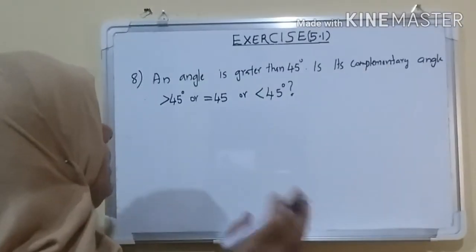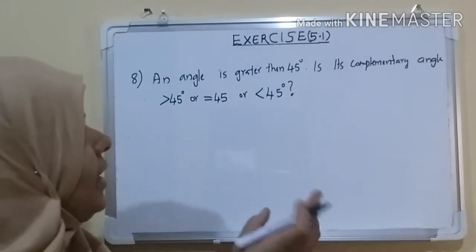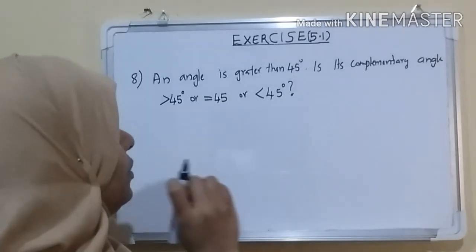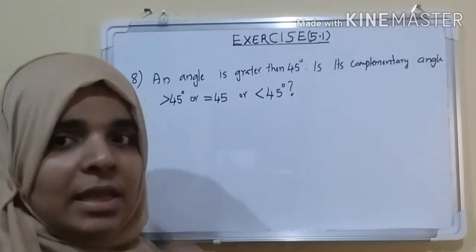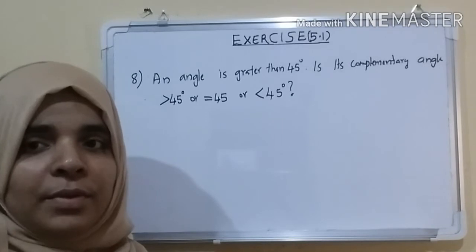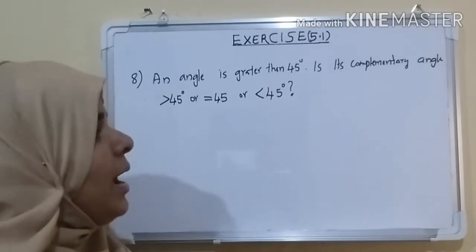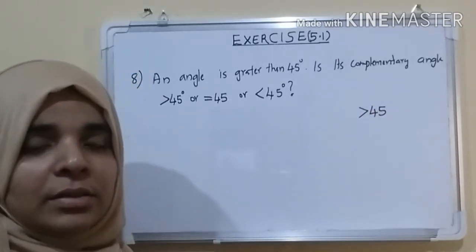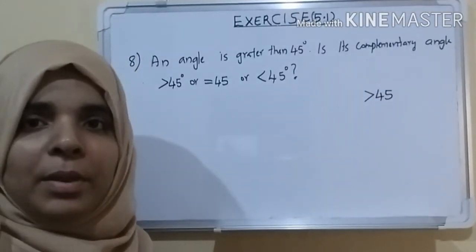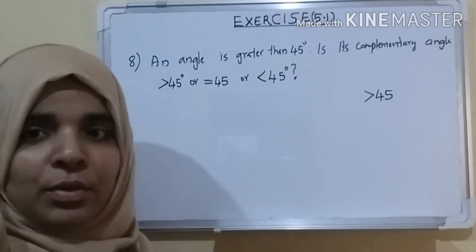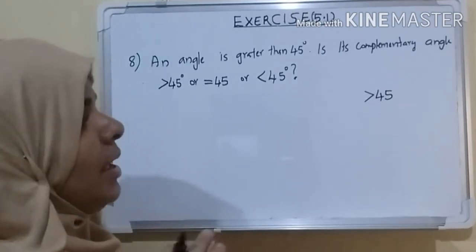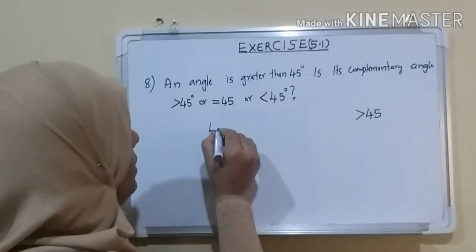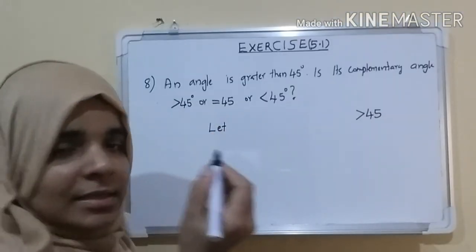Let's find out the eighth question answer. An angle is greater than 45. Is its complementary angle greater than 45, or equal to 45, or less than 45? Here from the question they give one angle greater than 45. Here we have to find out the complementary angle. What are complementary angles? If the sum of two angles is 90 degrees, then those angles are called complementary angles. And the question gives one angle greater than 45.